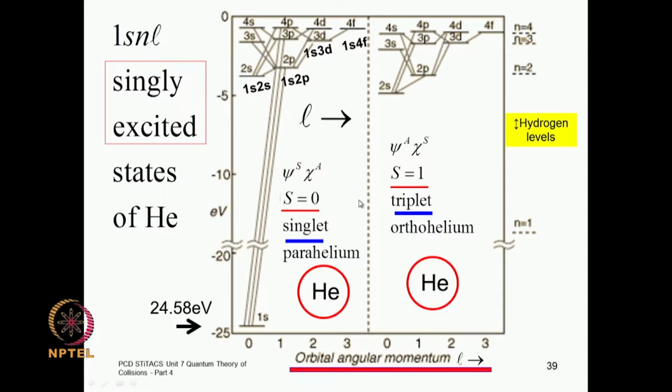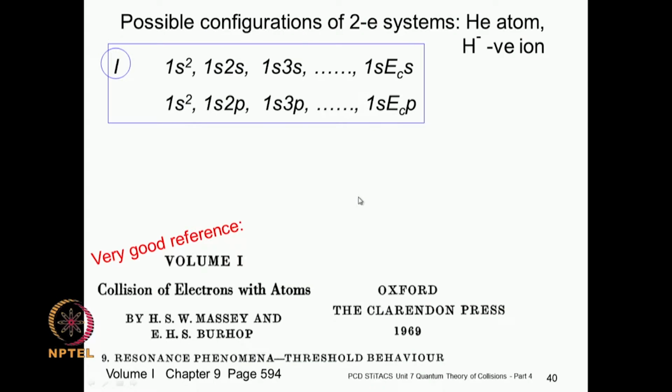So, you can have these 2 combinations of any 2 electron system. So, I am going to look at some of these diagrams a little closely, magnify some parts so that we can focus attention on details. So, here are the possible configurations of the 2 electron system. You can have the 1s2, 2 electrons in the 1s, then you can have 1 in the 1s, the other in the 2s, 1 in the 1s, the second in the 3s and then in the 4s and so on, and then finally into the continuum, which is indicated by EC.